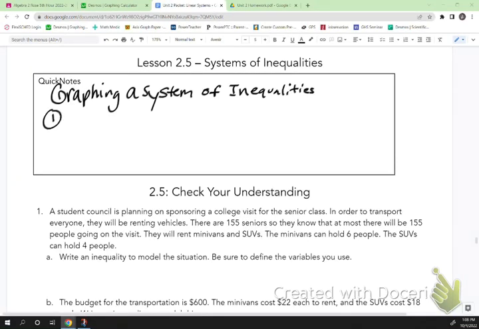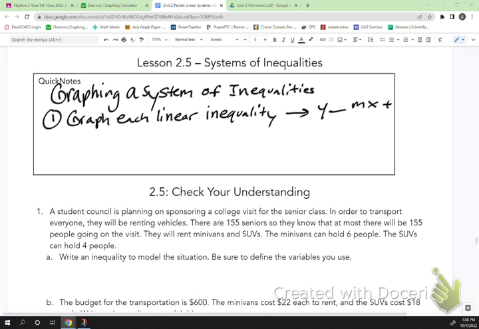The first step is we want to graph. This one is algebra. Graph each linear inequality. You are going to want to get it into slope-intercept form, where you can see the slope, you can see the b. We practiced this yesterday. You could also have it in standard form.